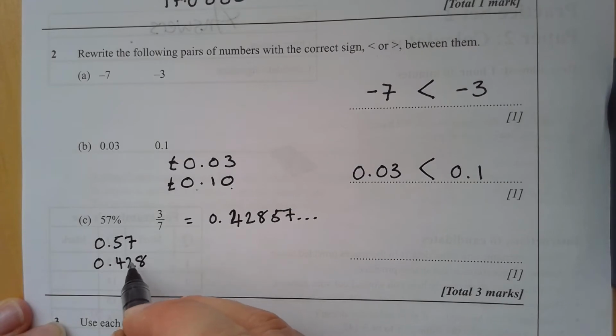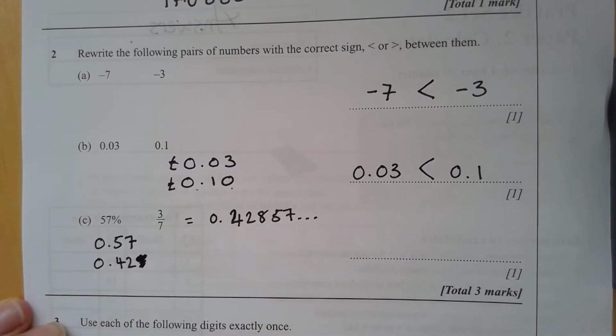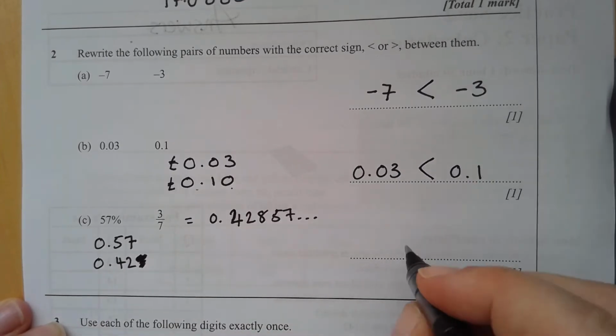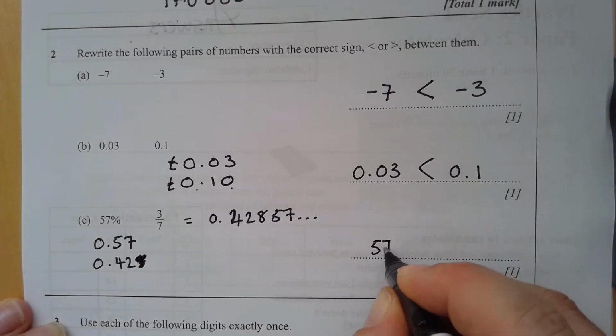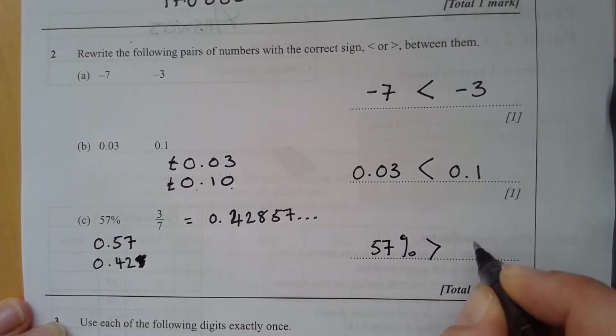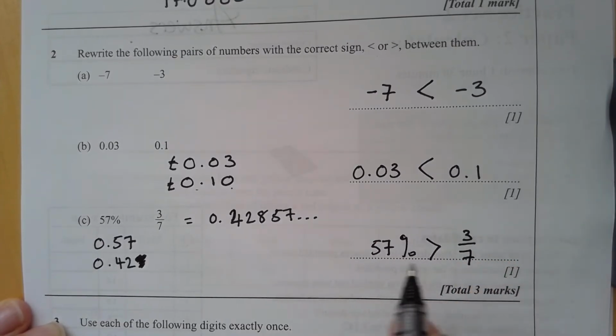In fact, we could either round it up or we could just leave this off for now. It's called truncating. Which number is greater? Well, 57 pence is greater than 42 pence. So 57% is greater than 3/7. Make sure you use what's written in the question.